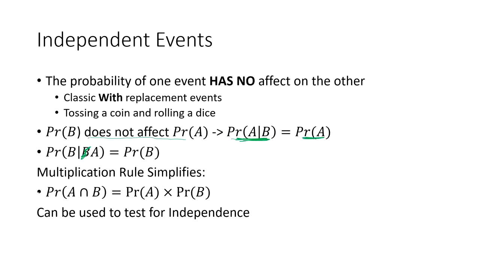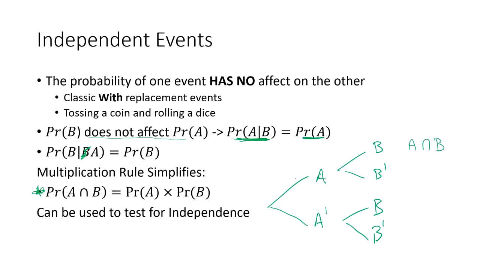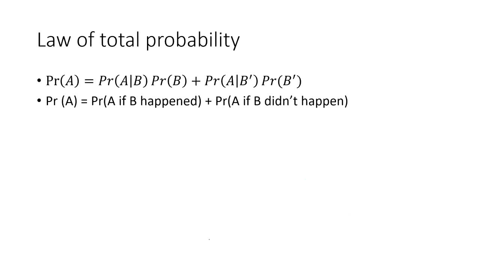And so our rule simplifies to this. The probability of the intersection of A and B is just achieved by multiplying the probabilities of A and B together. And you can see that on a tree diagram. So if I have A and not A, and B and not B, if I want the probability of A intersecting B, you can just get that by multiplying along the tree diagram.